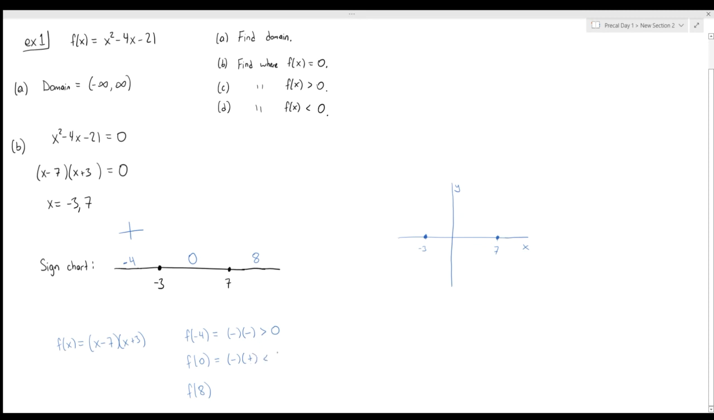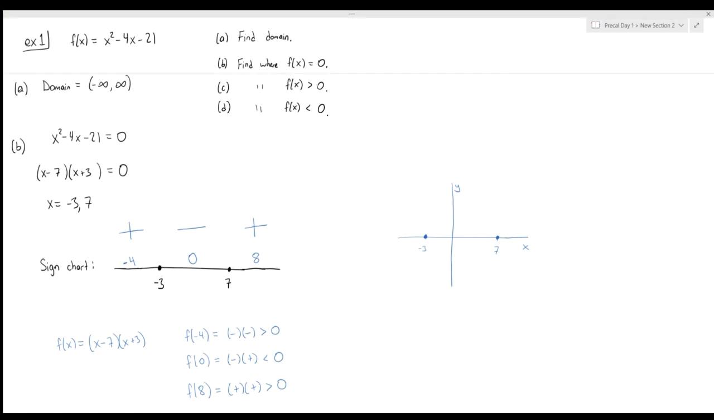So we know that altogether the function is negative at 0, so it's negative in the interval between negative 3 and 7. Finally, if we plug in 8 into the function, if x is 8, you can see that both of these are going to be positive now. So altogether, the function is positive at 8, and therefore it's positive in this last interval. Okay.